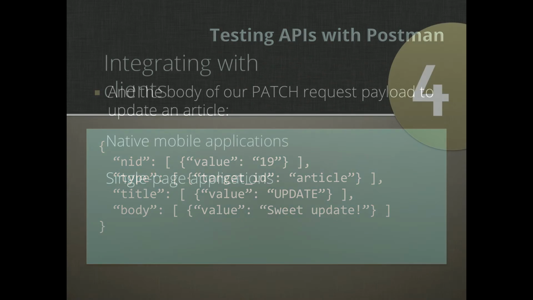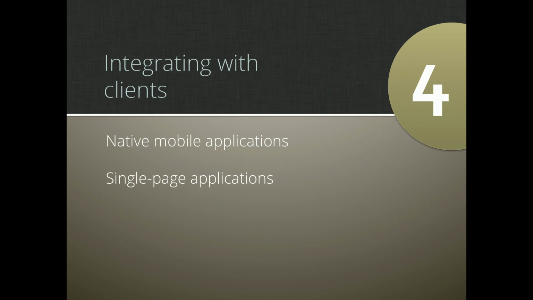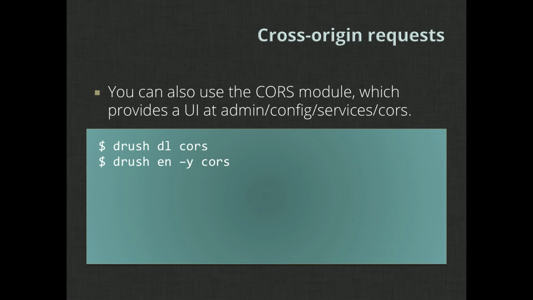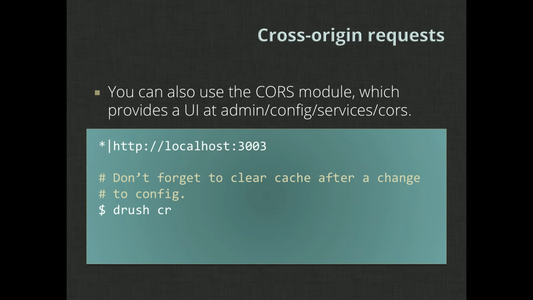Okay, cool. Now, what about integrating with clients? One of the things to keep in mind here is that you need to allow your application to have access to your backend, and that's kind of a problem because very often you will have your application hosted in a different place from your Drupal site. As a result, you need to resolve cross-origin request security. You can either use Apache 2, or you can use the handy-dandy CORS module, also created by Lullabot, which provides a UI at admin/config/services/cors. And one thing to remember: don't forget to clear your cache after you do that.